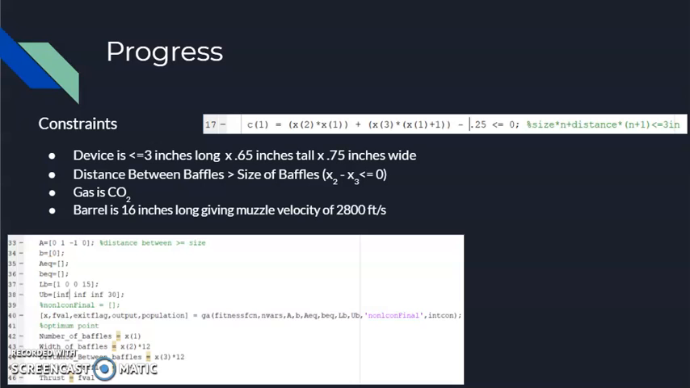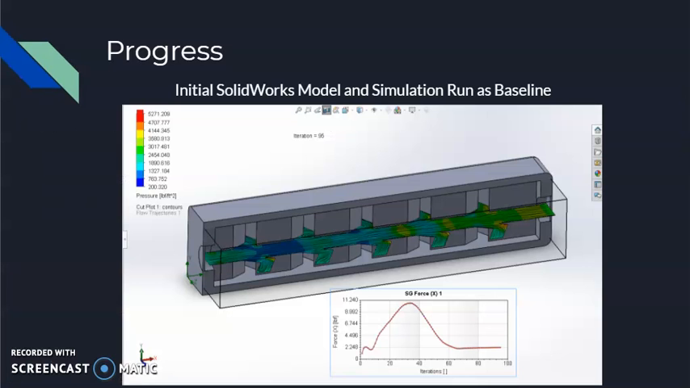The gas being used is considered to all be CO2, as the burnt powder in the barrel is converted to CO2. The minimal amounts of other gases don't really matter in this optimization. And with a 16-inch barrel, it gives a muzzle velocity of 2,800 feet per second for this kind of ammunition. And you can see below the constraints being put in, both in the linear and nonlinear constraints, with the big box and the small banner on this slide.